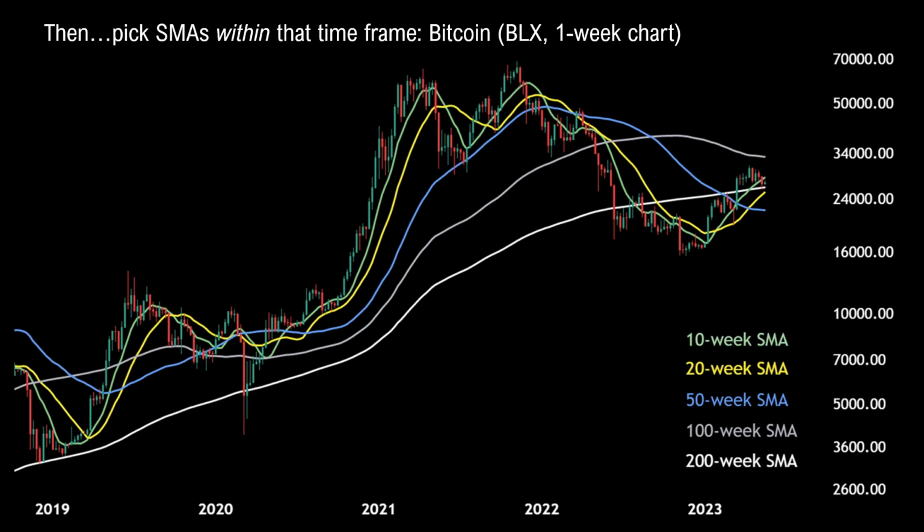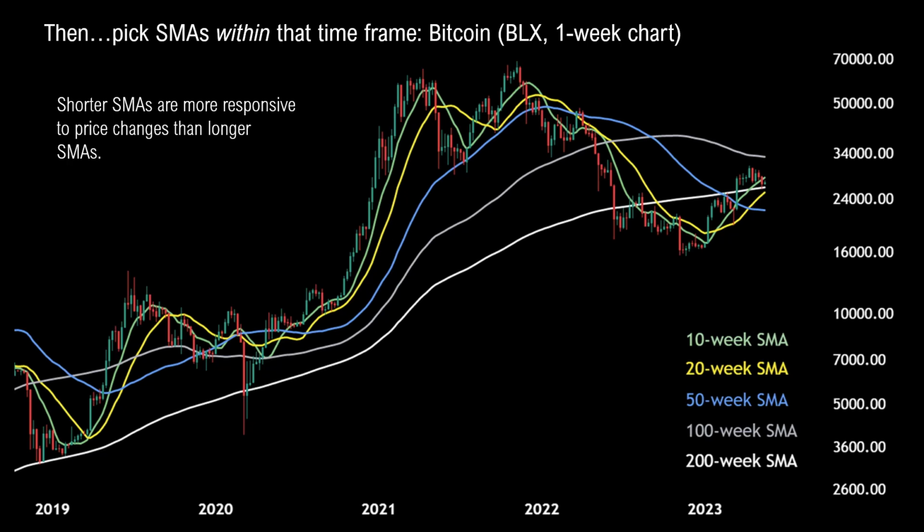So let's use this 1-week chart of Bitcoin as an example. You can see 5 different moving averages here, ranging from the 10-week SMA in green to the 200-week SMA in white. Notice how the 200-week SMA is the slowest, meaning it's the least responsive to short-term price movement. The 10-week SMA is the fastest, or the most responsive to recent price movement. So as a general rule, shorter-term moving averages are more responsive to price changes than longer-term moving averages.